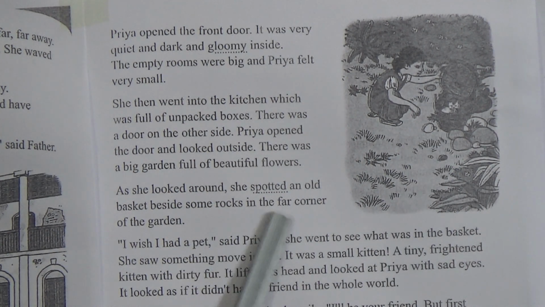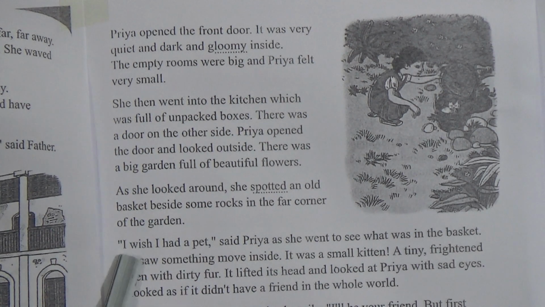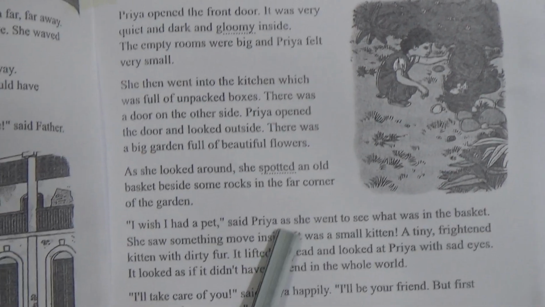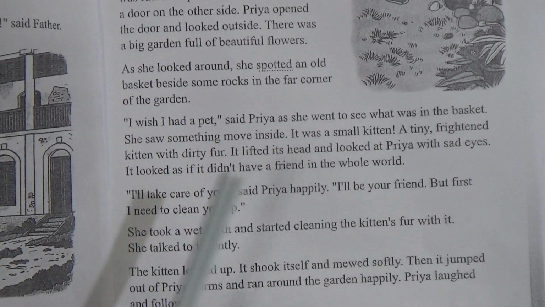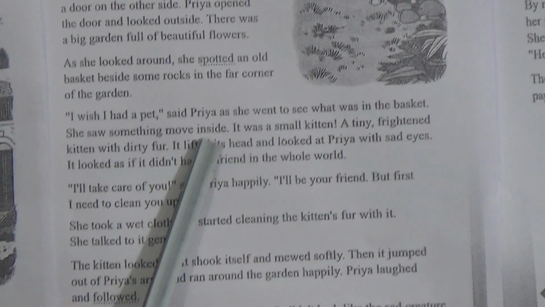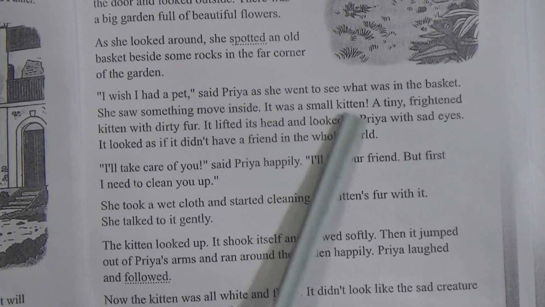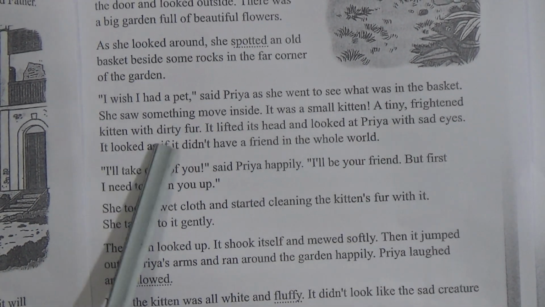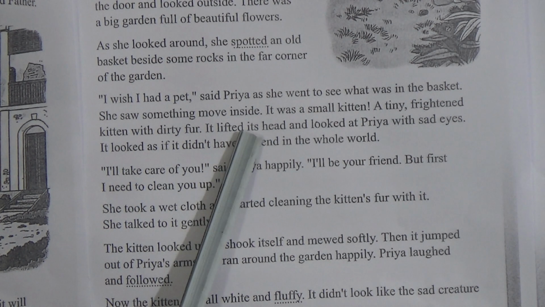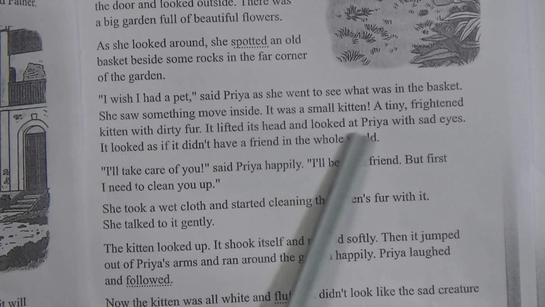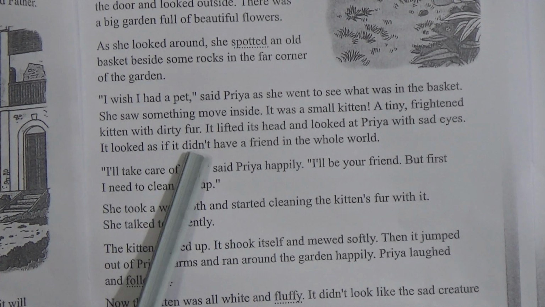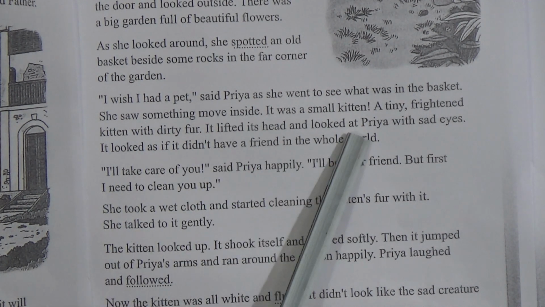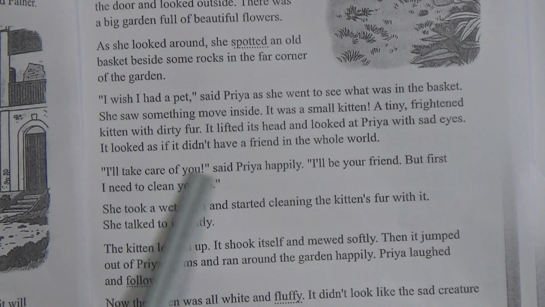As she looked around, she spotted an old basket. Some rocks in the far corner of the garden. "I wish I had a pet," said Priya. As she went to see what was in the basket, she saw something moved inside. It was a small kitten, a tiny, frightened kitten with dirty fur. It lifted its head and looked at Priya with sad eyes. It looked as if it did not have a friend in the whole world. "I will take care of you," said Priya happily.